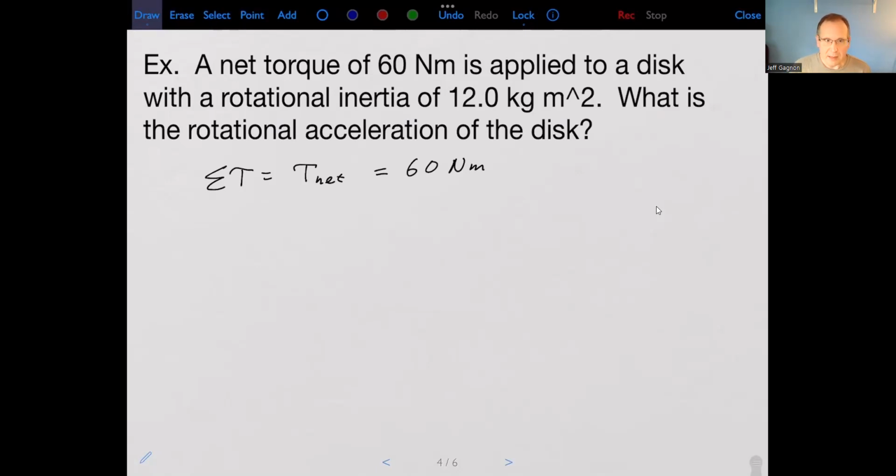It is applied to a disk which has a rotational inertia. So it's saying that the rotational inertia, another name for the moment of inertia, I, is 12.0 kilograms times meters squared. And we want to figure out the rotational or angular acceleration. We want to figure out alpha.